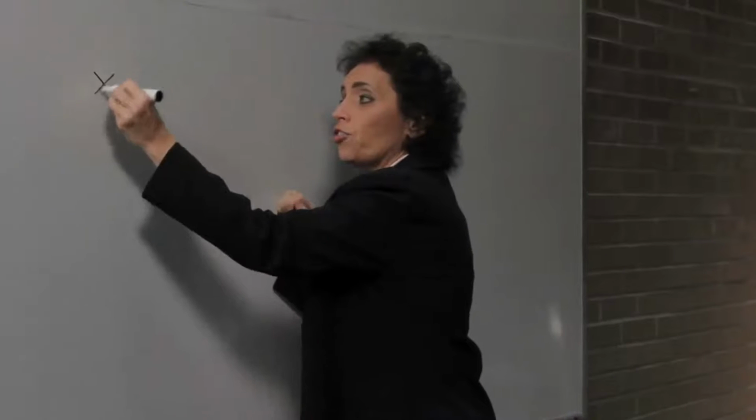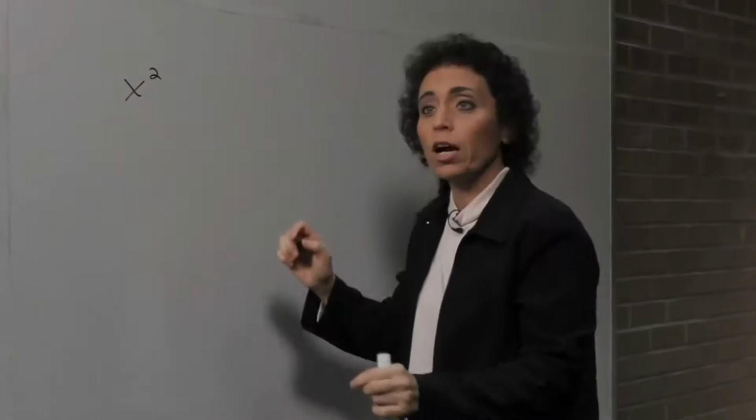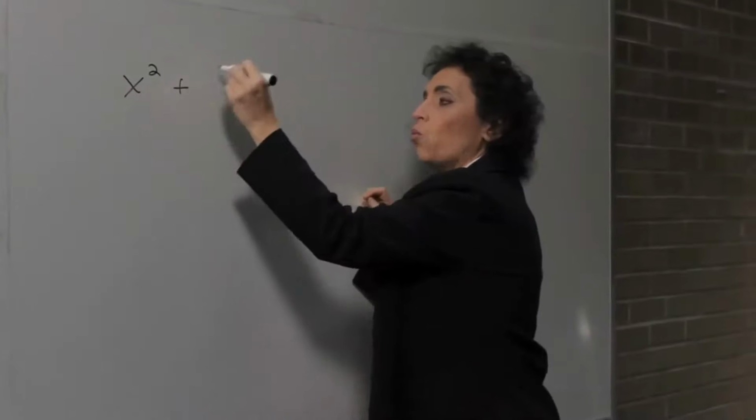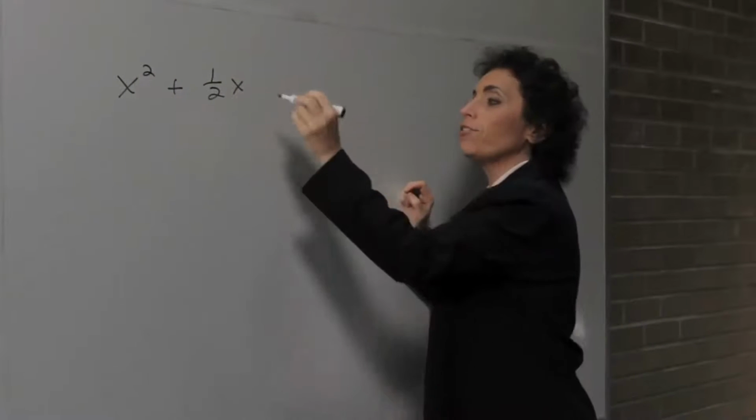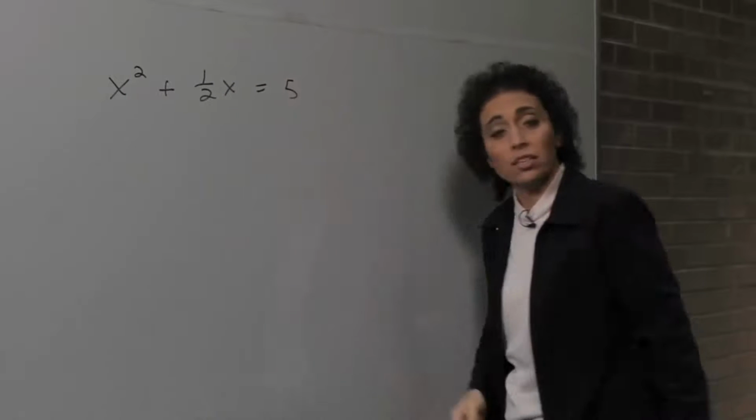Okay, so the unknown here is the child's age. So this is what we have. There's only one unknown, so I don't need a big chart. The child's age is x. The square of the child's age, plus 1/2 of the child's age, is 5. That's it. That's the equation.